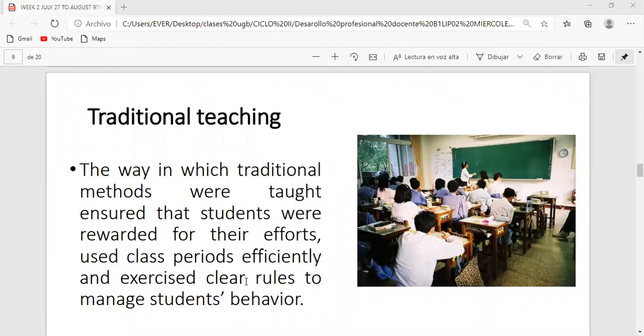But in modern education, you know that you can't do that. There are other ways of dealing with behavior or misbehavior problems, and you have to deal with that. You can't do that now. It's not the appropriate way.